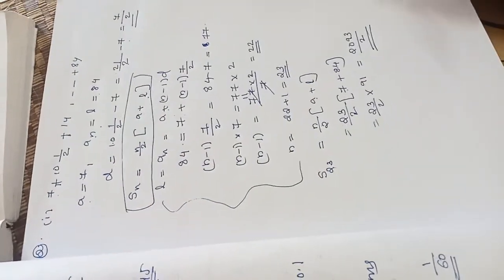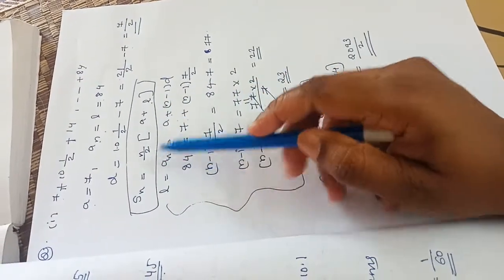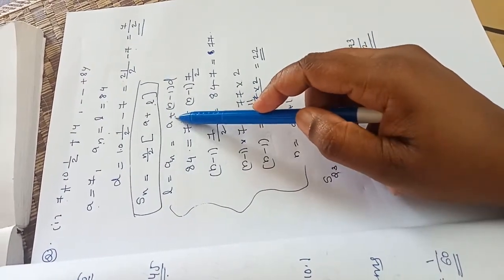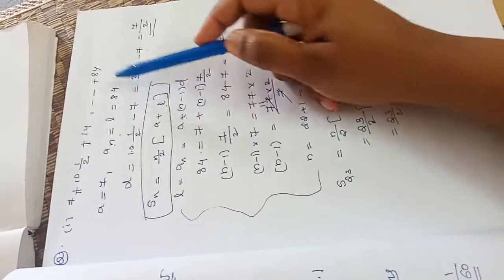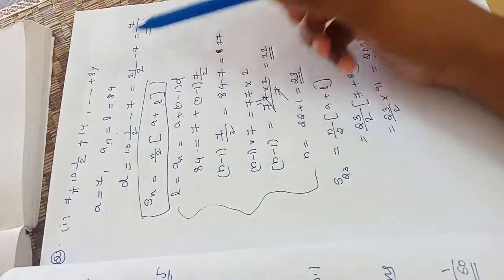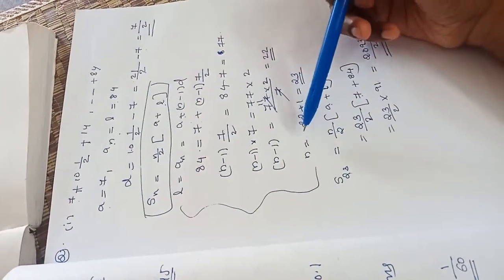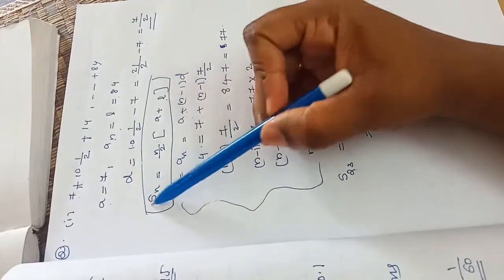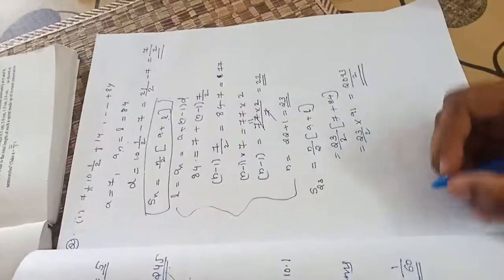Okay. So for finding this, first apply the equation L is equal to an is equal to A plus n minus 1 into D. Substitute the value of an, 84, from here, the last term, A and D. Then you will get the value of n. After that substitute all these values in this equation, you will get the sum. Okay. Second part, do it as homework.